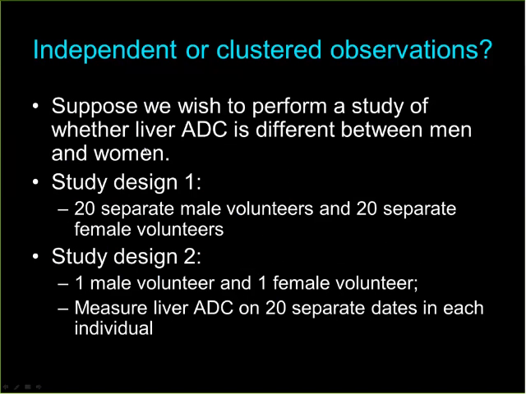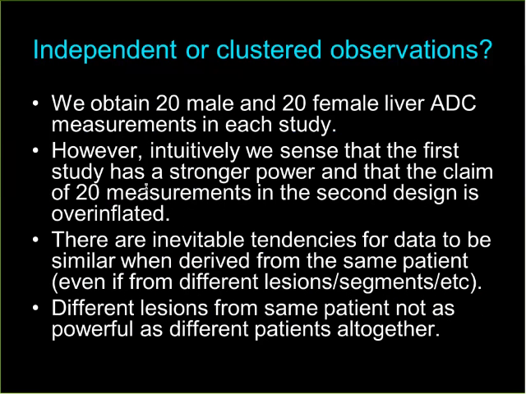And to see why this is, I'm going to take this to an extreme example, but I think this may make the case. Suppose we wish to perform a study of whether liver ADC is different between men and women. We take study design 1, where we have 20 separate male volunteers and 20 separate female volunteers. And then study design 2, where we take 1 male volunteer and 1 female volunteer, and we measure the liver ADC on 20 separate days in each individual.